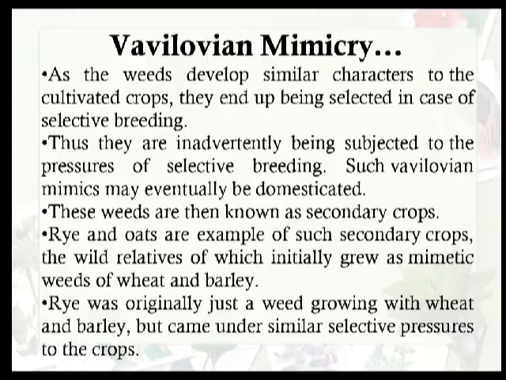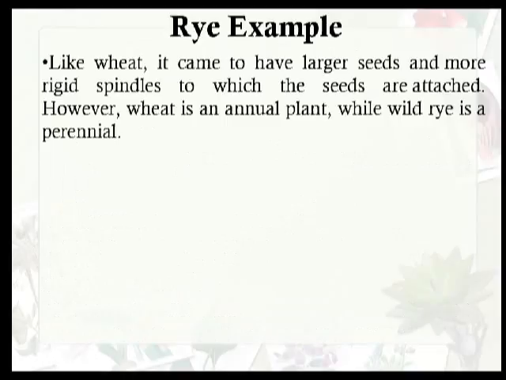Basically, these grew as weeds with wheat and barley, but came under selective pressures, and finally they developed as independent crops. Let's take the example of rye. Like wheat, it came to have larger seeds and more rigid spindles to which the seeds are attached. But wheat is an annual plant, while wild rye is a perennial.